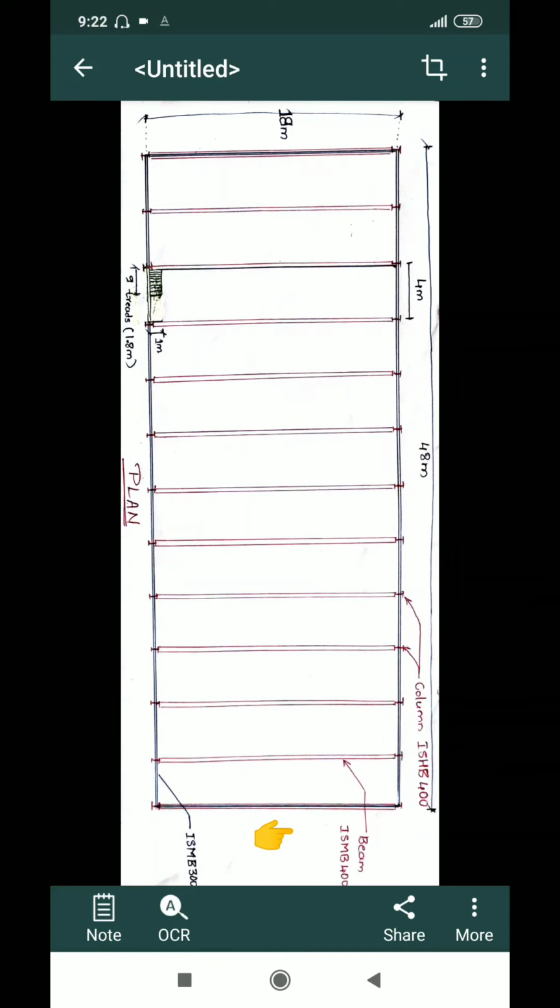So this is how a building can be planned. Here I am providing columns at a distance of 4 meters. For the columns I have chosen an Indian Standard Heavy Beam of 400 mm depth.